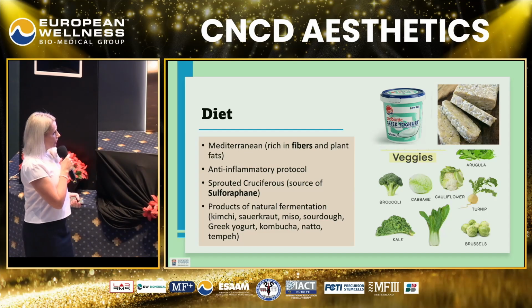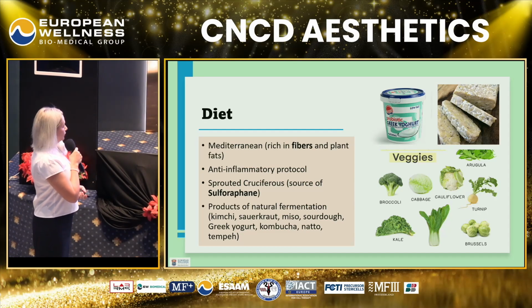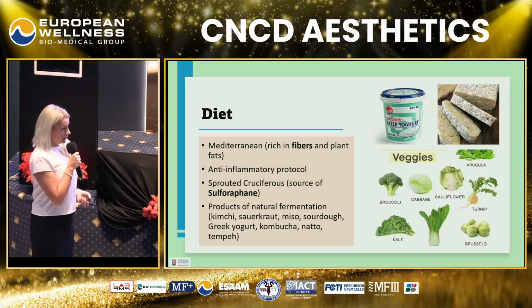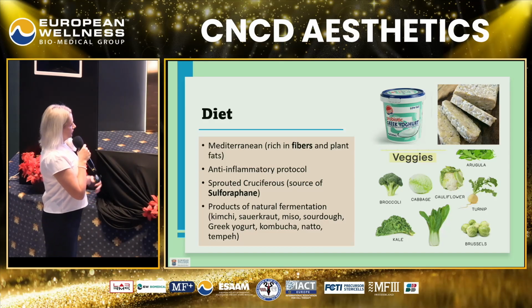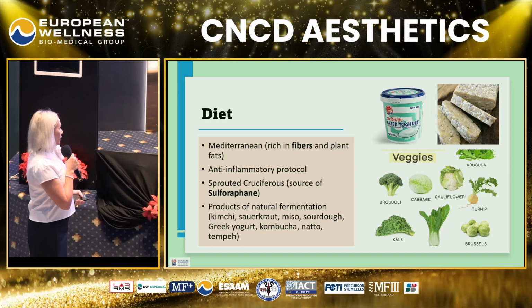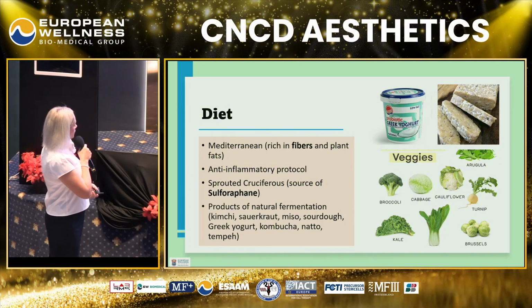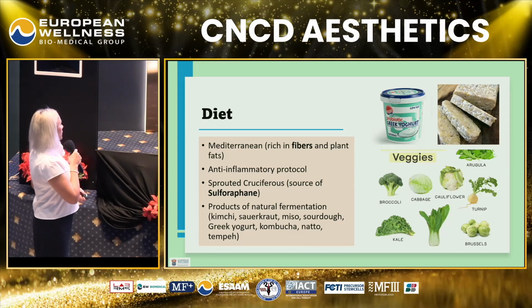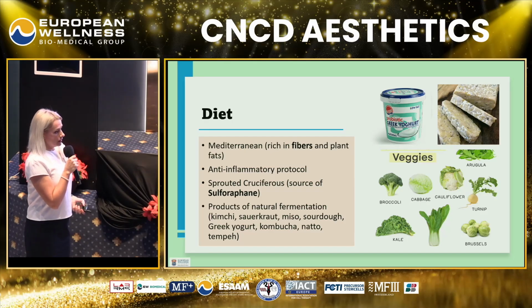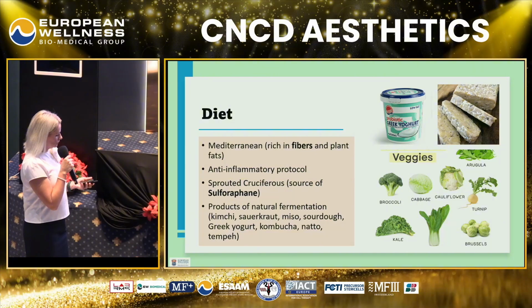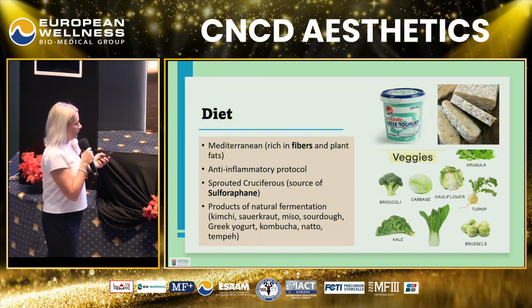Diet. Number one recommended is the Mediterranean diet, rich in fibers and plant fats. An anti-inflammatory protocol, excluding dairy and gluten-containing products, may also work. Every day it is recommended to eat a handful of cruciferous vegetables: cauliflower, broccoli, cabbage, Brussels sprouts, kale. All of this is available nowadays in the supermarket, thank God. Also products of natural fermentation, such as tempeh, sourdough, sauerkraut, Greek yogurt, kombucha, natto beans, and kimchi. Take a handful or even more of those every day. That promotes a healthy gut and a balanced microbiome, preventing bacterial overgrowth, fungal overgrowth, and so on.